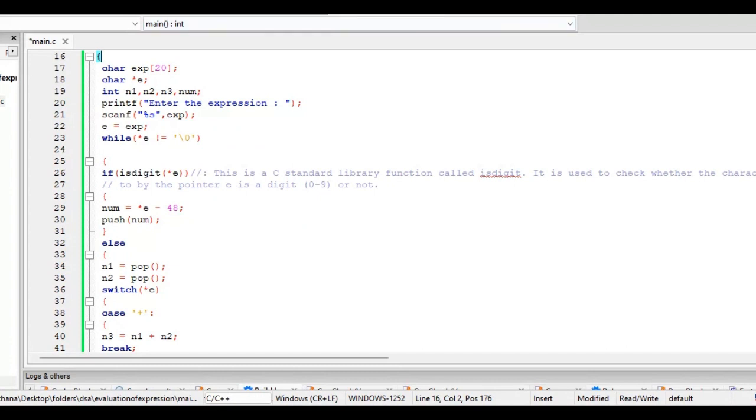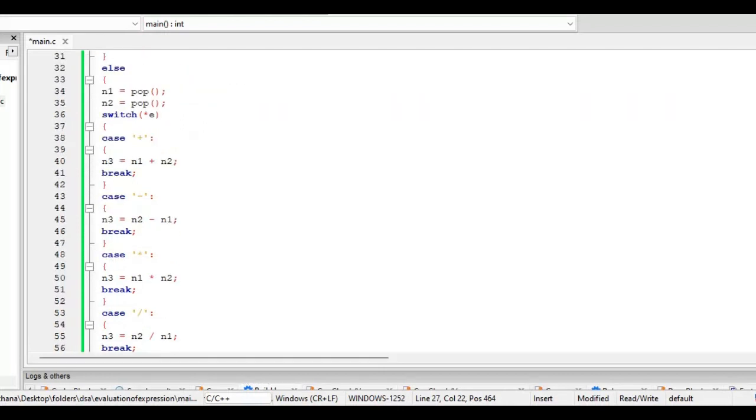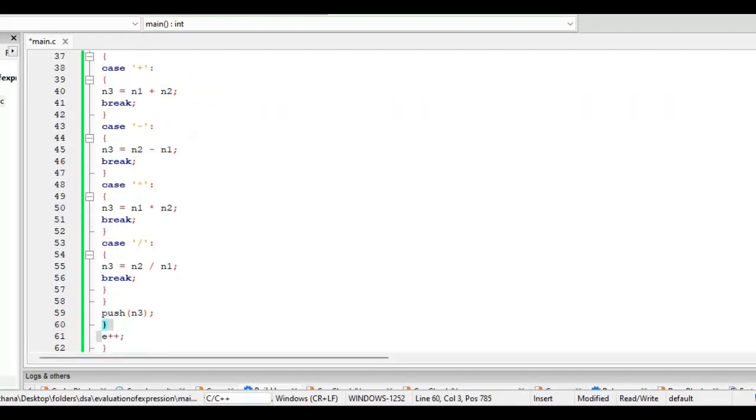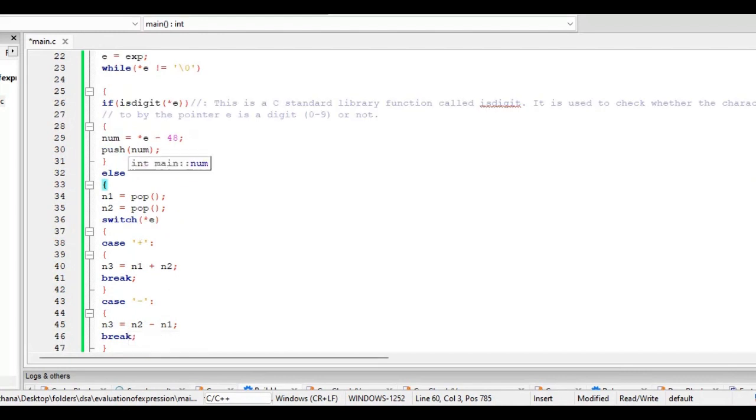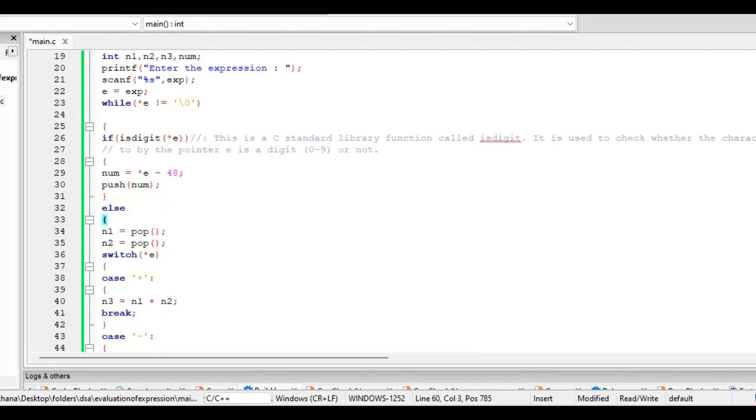Okay, and printf "enter the expression". We are getting that expression using scanf into the variable exp. Okay, and we are assigning e equal to exp, that is, the first letter of exp will be e. After that it moves on further with e plus plus, so that it moves to the next position and the value of e keeps on changing, because e holds only one character. Okay, and exp can hold more than 20 characters.